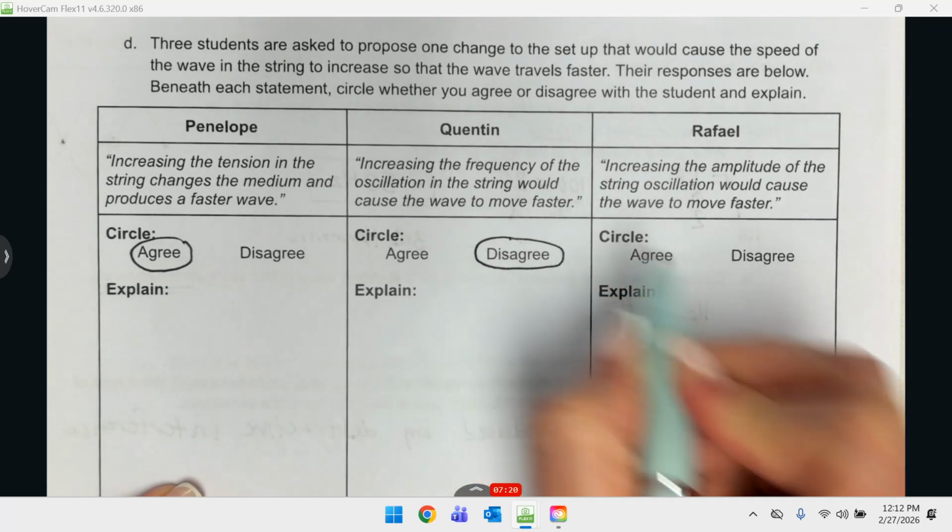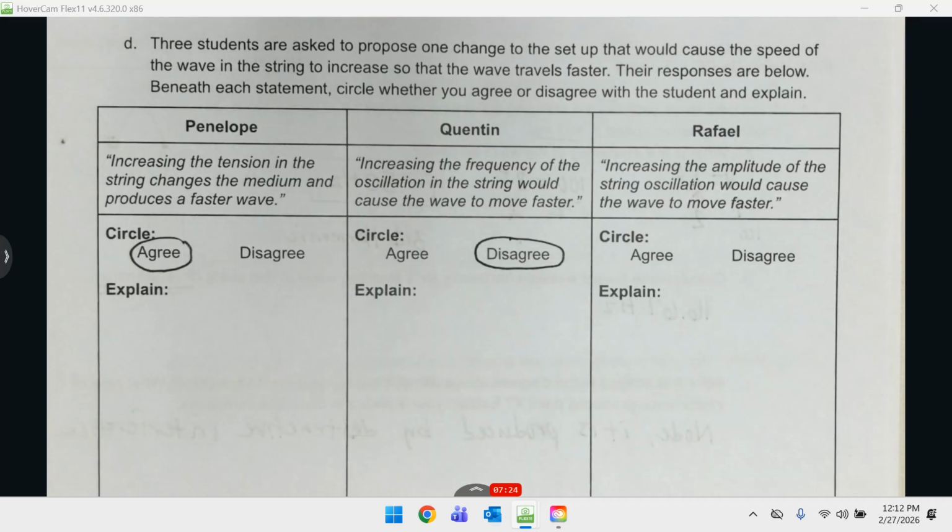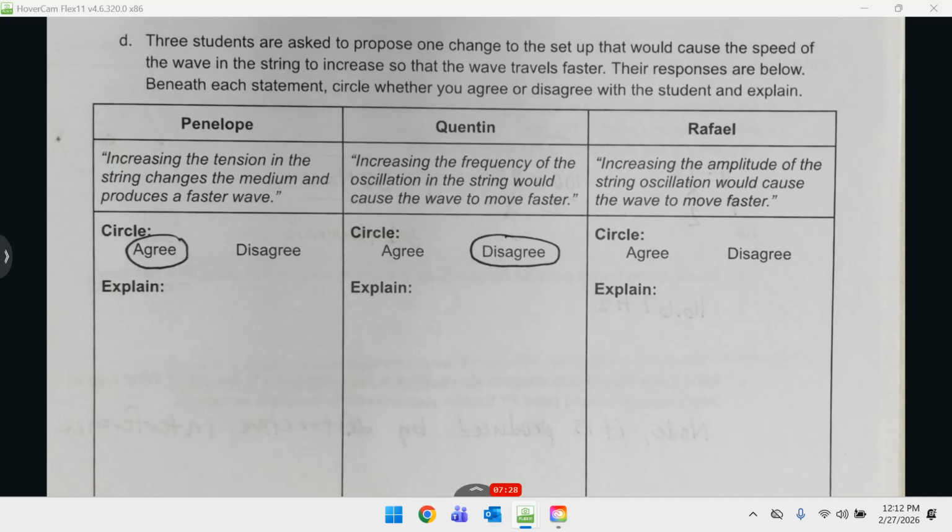Frequency and wave velocity are not the same thing. And again, if you were going to explain why you disagree with this statement, you would need to reiterate what we said over here. The velocity of a wave is determined by the medium. So changing the frequency doesn't change the velocity. All that does is affect the wavelength. But the velocity would remain the same unless you also changed the medium. And again, you could say that here. And that's going to apply here as well.